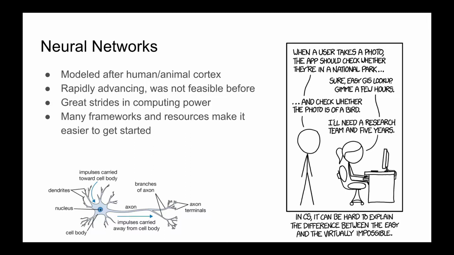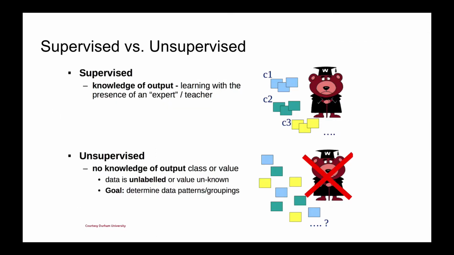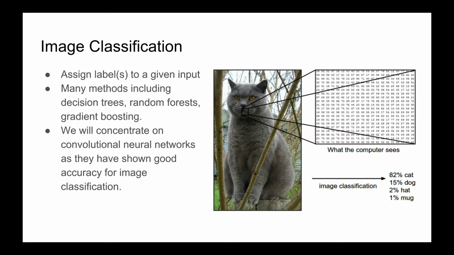So I'm not going to go into too much background on neural networks, but today's computational power has basically made a lot of tasks that were almost impossible a few years ago a lot more feasible now. So our problem is actually one of supervised learning. We're given image tags for all of the data that we have. So there's actually a lot of methods for image classification. There's decision trees, gradient boosting, random forests. But we're going to concentrate on neural networks because they've shown the greatest accuracy in a lot of the public data sets.